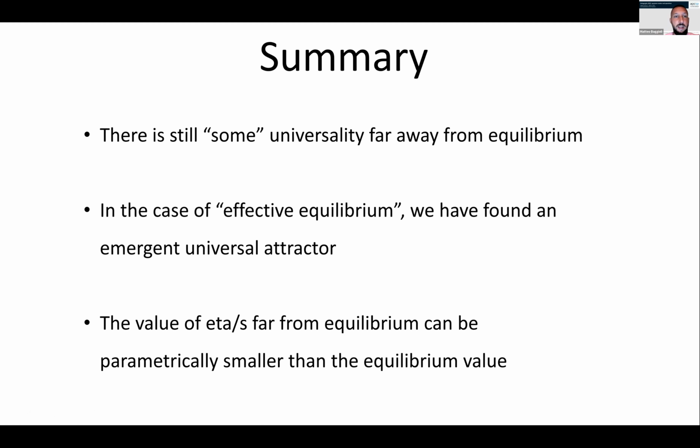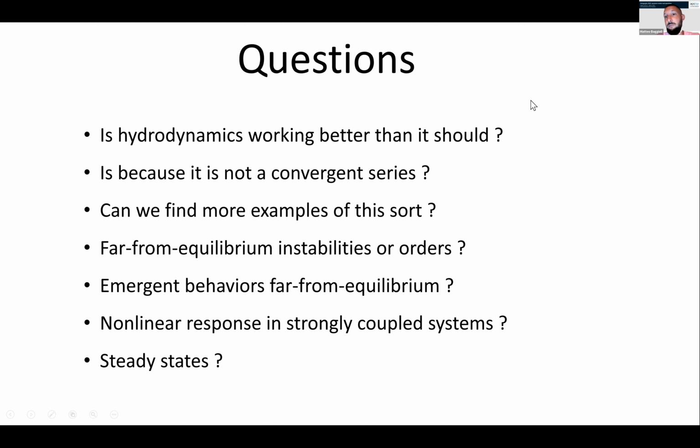And I'm not an expert in nuclear physics, but my hope is that at a certain point we will be able to at least check these kinds of predictions in the quark-gluon plasma, making some nonlinear shear analysis. And just some more general questions for you, which are related to our findings. So first of all, regarding the first part, where we still find this kind of universality, is it really hydrodynamics working better than it should?